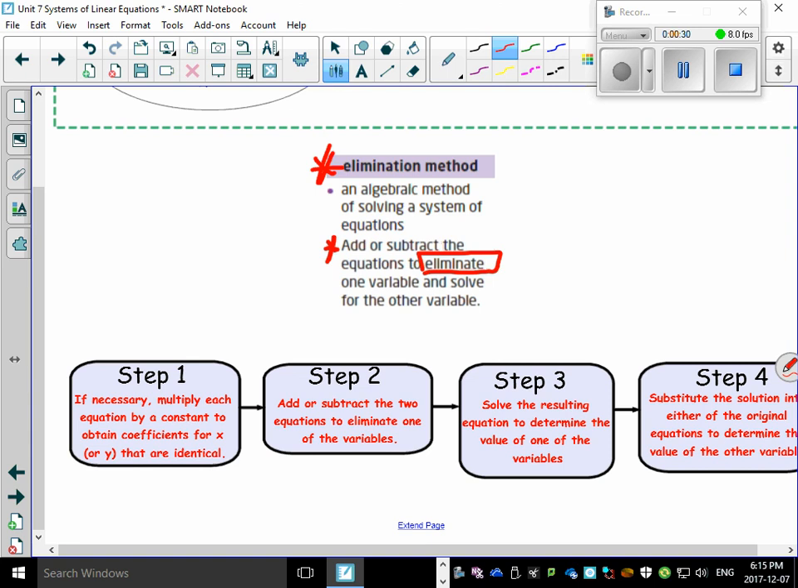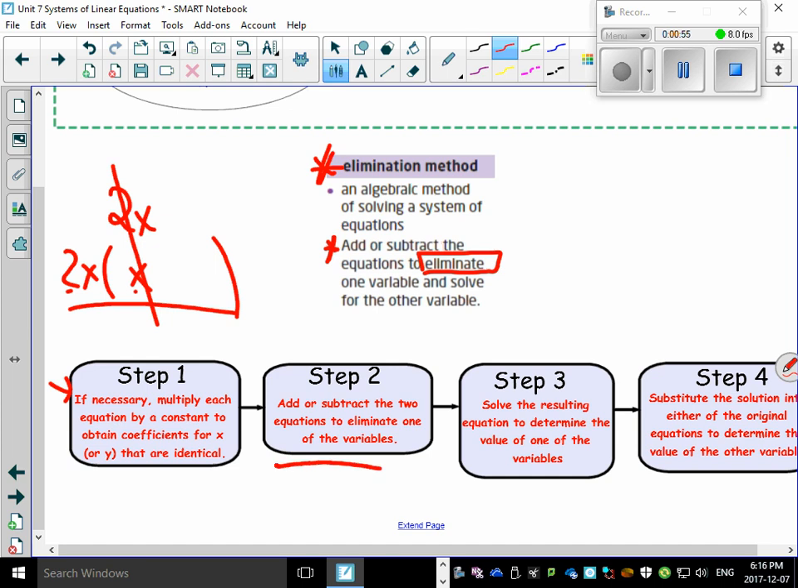How do you do that? Well, step one says, okay, look at them. If necessary, multiply equations by a constant to obtain coefficients for x and y that are identical. What does that mean? Well, if one has a 2x and the other one has an x, multiply this entire equation by 2. That way it becomes 2x, and guess what? They're the same, and you'll eventually cancel it. You're probably not getting that at this point. You will see in the next one.